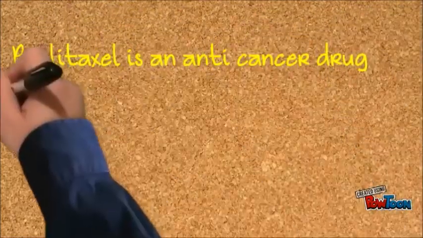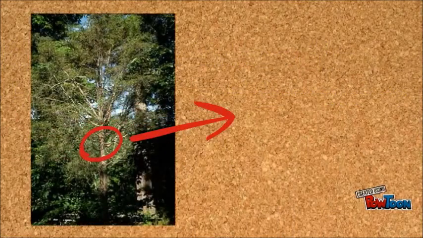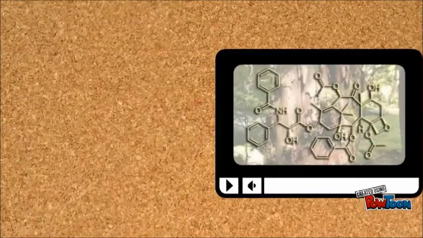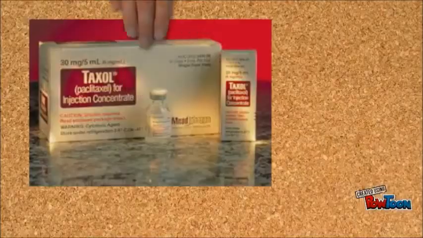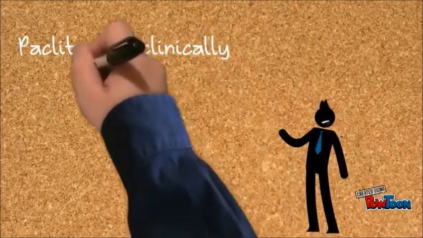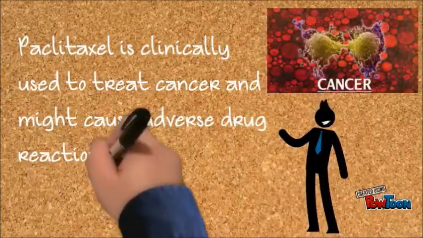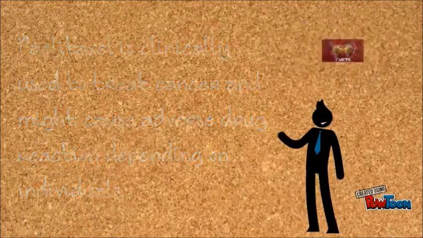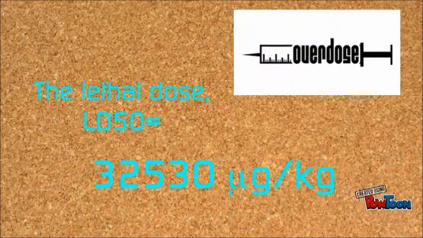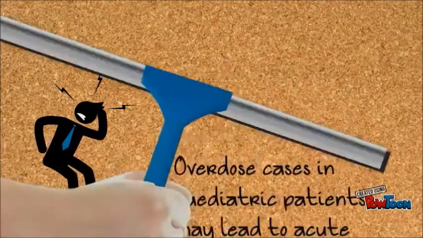Paclitaxel is an anti-cancer drug derived from the yew tree. This is paclitaxel in injectable form. Paclitaxel is clinically used to treat cancer and might cause adverse drug reactions depending on the individual. The lethal dose is 32,530 microgram per kg. Overdose cases in pediatric patients may lead to acute ethanol toxicity.